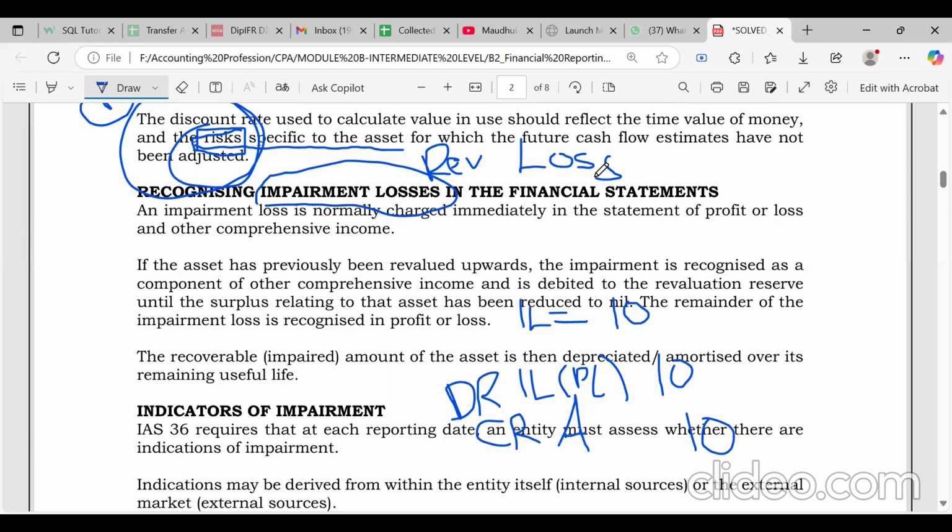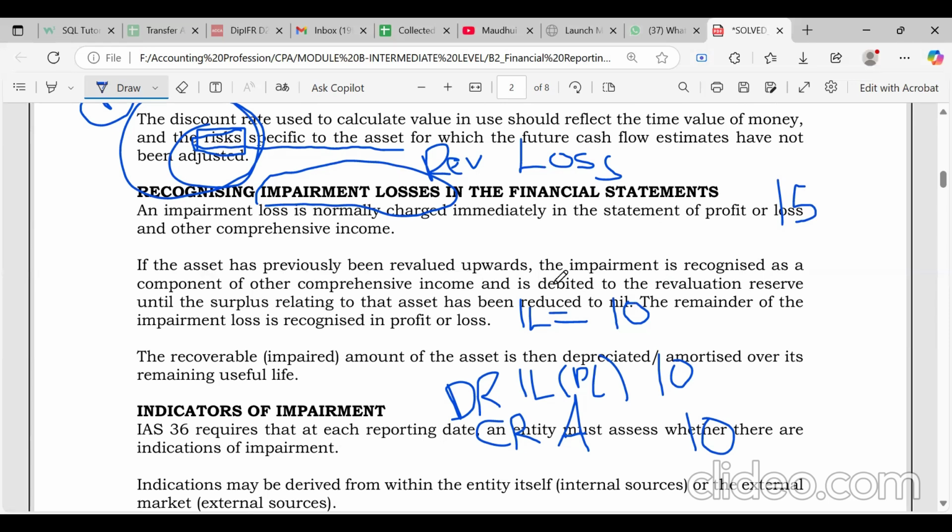So if you have an asset measured under the revaluation model and it is undergoing impairment, this is what you do. In case that asset previously had a revaluation gain, let's say of 15, which I'm presuming now, which went to other comprehensive income, when you have the impairment loss of 10, you treat it as if it is a revaluation loss. You get it?